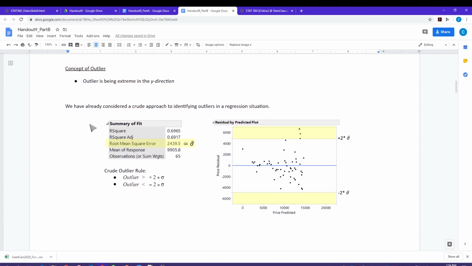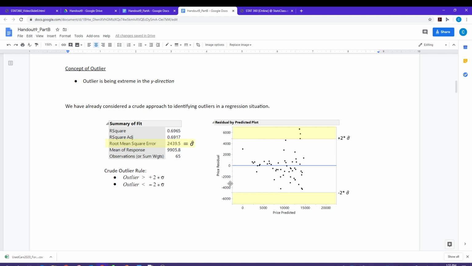So a crude measure of whether or not you're an outlier is to simply take 2 and multiply it by our root mean square error value, or our sigma hat value. Now this is the standard deviation in the residuals. It's the estimated standard deviation in the residuals. And if we go 2 standard deviations, so that's just a little bit short of $2,500, if I go 2 of those, that's going to be about $5,000. So a crude rule for an outlier is just whether or not my observation is more than 5,000 above what I expect, or more than 5,000 below what I expect.